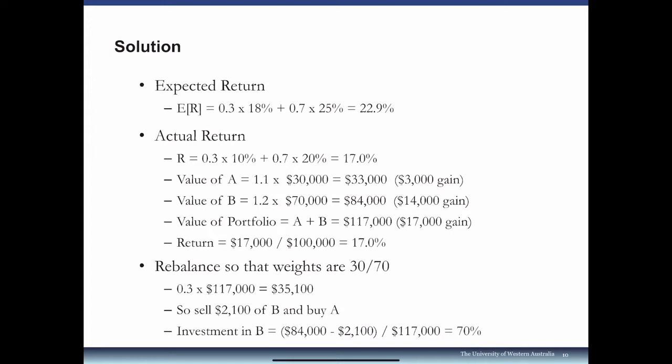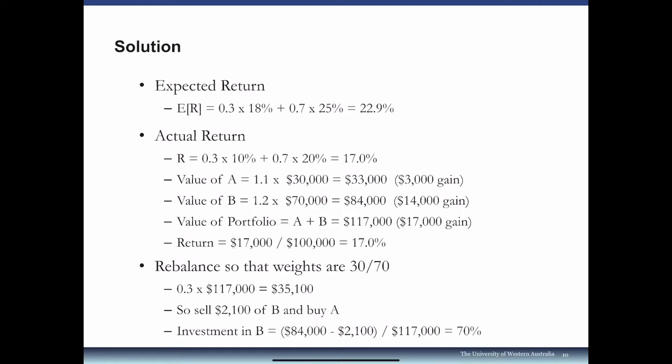Once you sell down your investment in B, as we're going to verify here, it will be 84,000 minus 2,100, divided by 117,000, which gives you 70% exactly. So in this case, if you want to rebalance, you sell $2,100 of B and buy A.